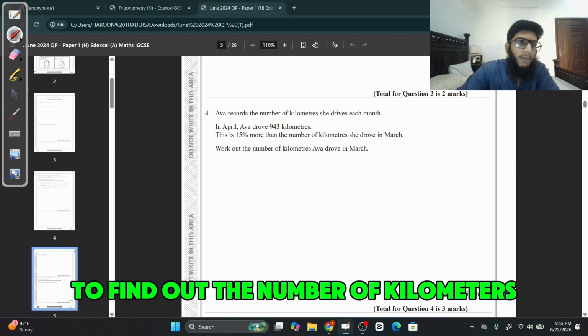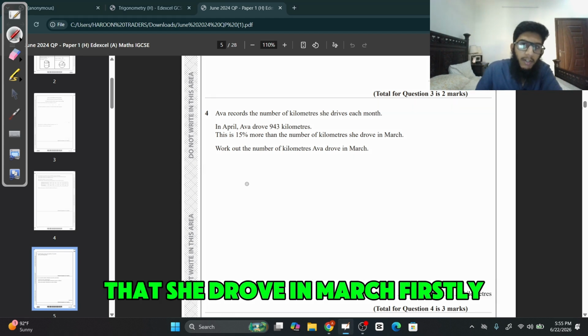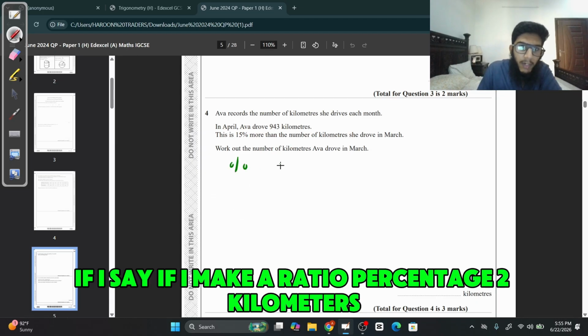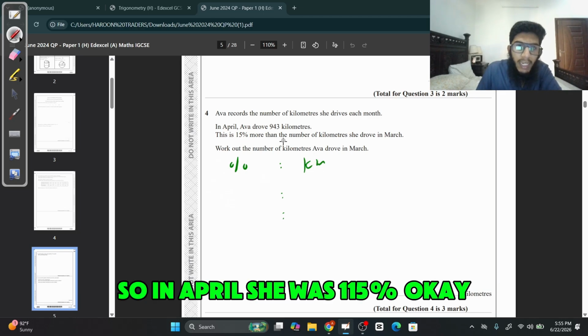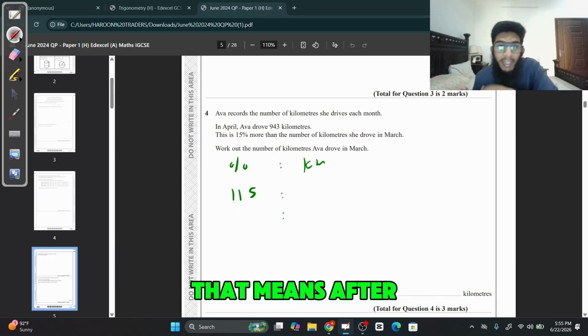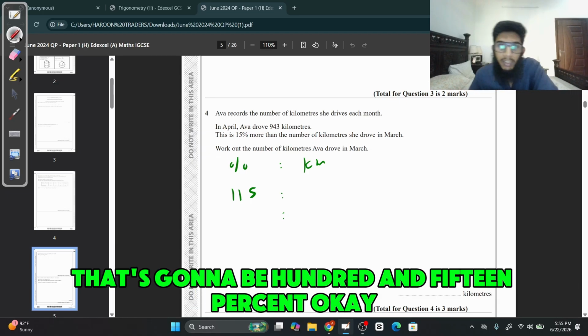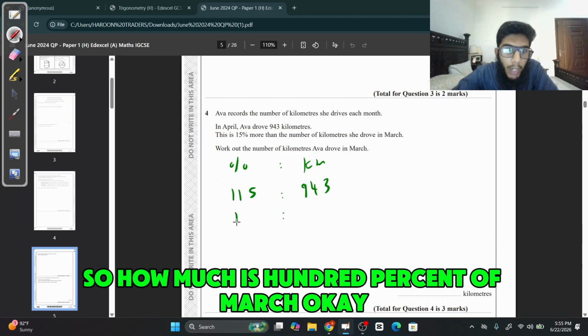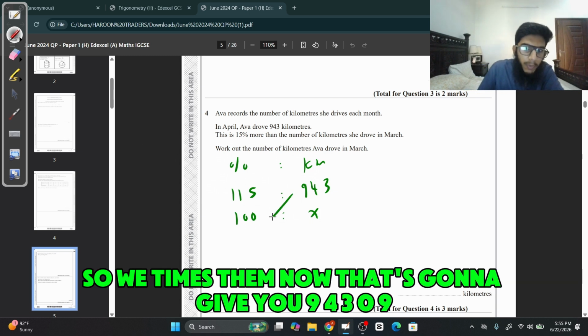To find the number of kilometres she drove in March, firstly, we know that she drove 15% more. If I make a ratio, percentage to kilometres, in April she was at 115%. If we take the kilometres in March as 100%, then April is 115%. That means 115% is 943 kilometres. So how much is 100%, March?